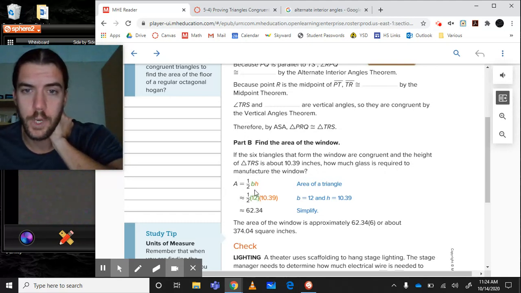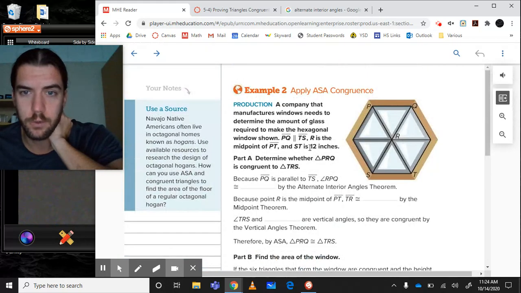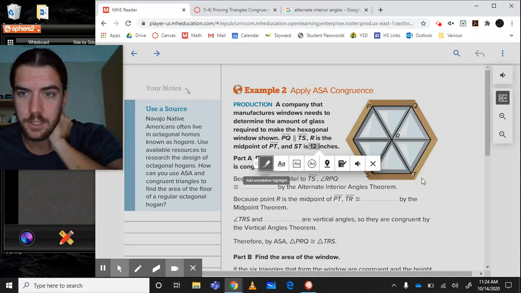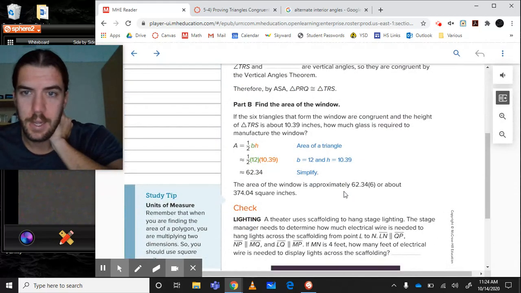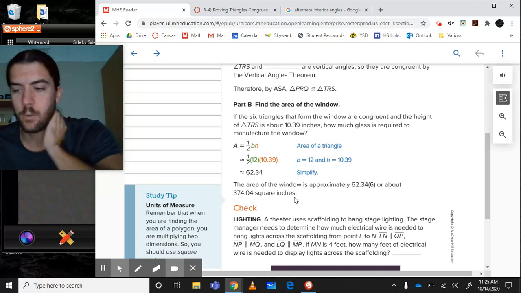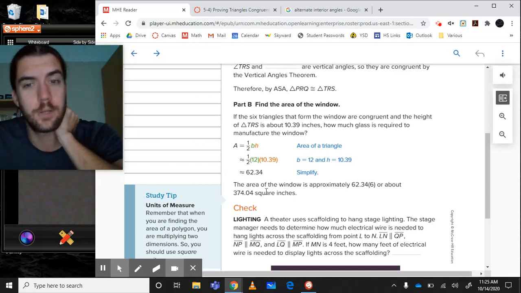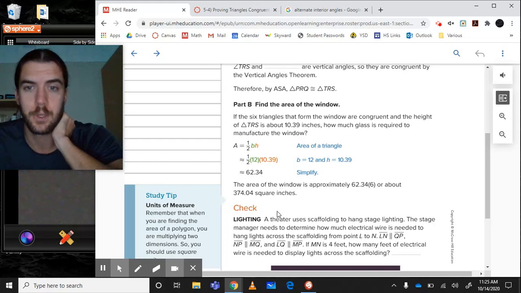Okay, so we do 1/2 of the base. The base they told us was going to be 12. ST is going to be 12. And then they give us a height. So we just do 1/2 the base times the height. And that is in square inches because we're talking about an area, which is a type of surface or a 2-dimensional unit. So we say square inches.